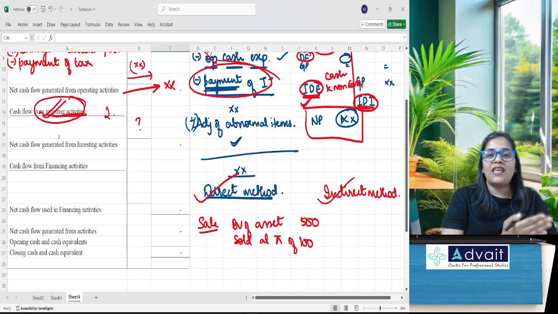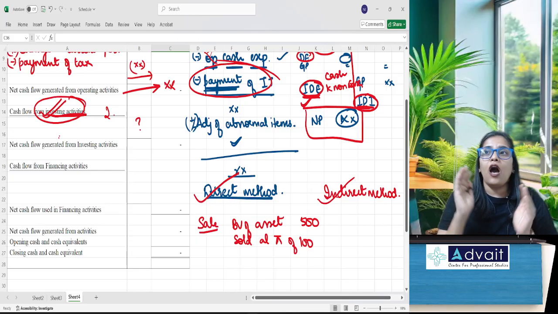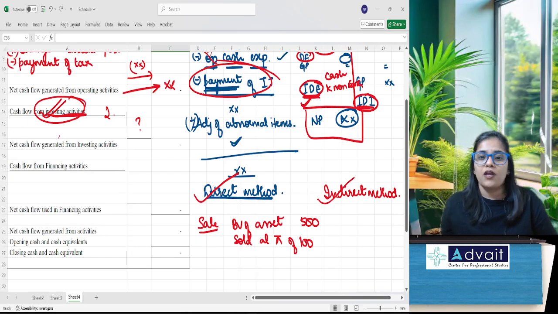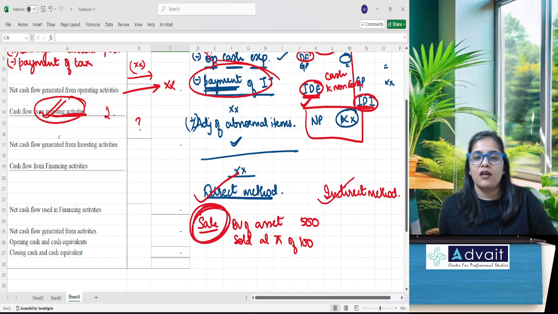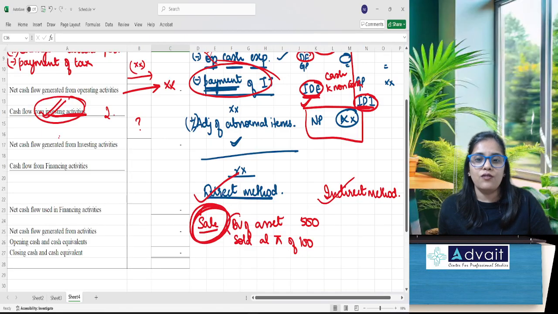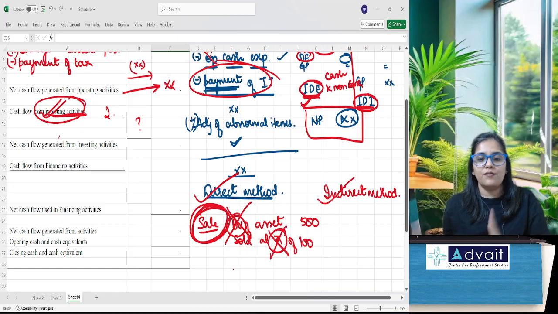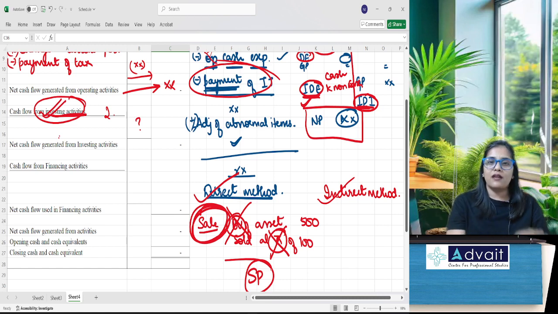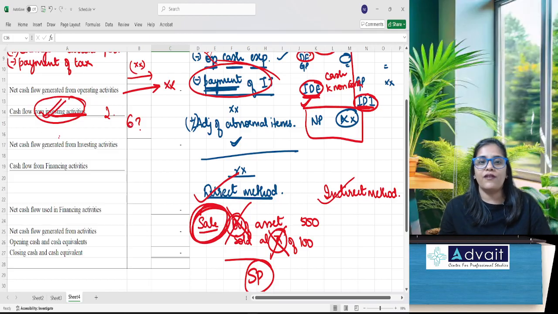See, here we are talking about cash flow statement. How much cash has flown when you sell an asset? How much money has come in? Book value? No. Profit? No. The money that comes in is always the selling price. The money that comes in is always and always, always the selling price. So here when you write sale of asset, you should always write the selling price.